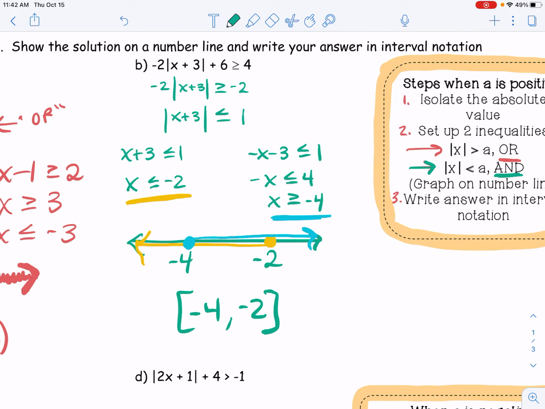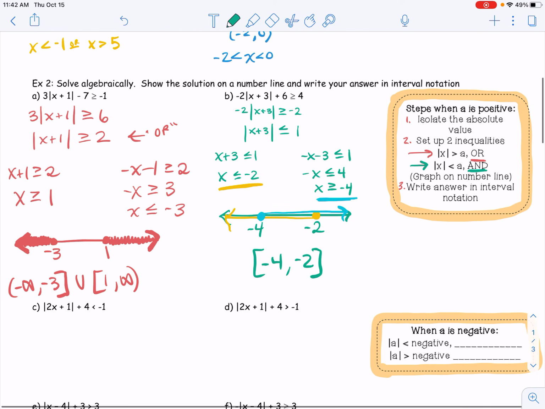This is that and kind of statement or solution. So this is an or, and then this is an and. It makes sense because it's easy to remember: greater is going to be an or, less than is going to be an and. So that's an easy way to remember it. You still want to follow this three-step process of isolating the absolute value, setting up your two inequalities, and then writing your answer in interval notation. Always graph it on a number line first, and then you can see where the shading overlaps. It should just confirm if it's an or or an and type of answer.